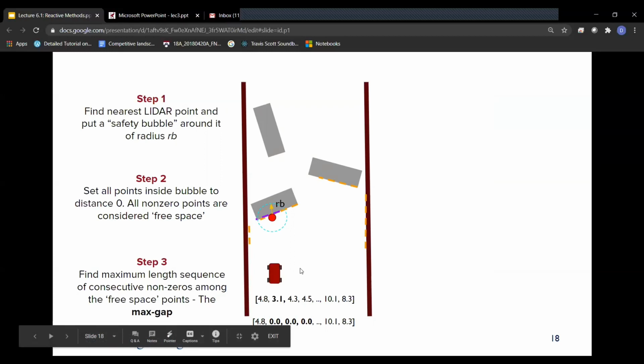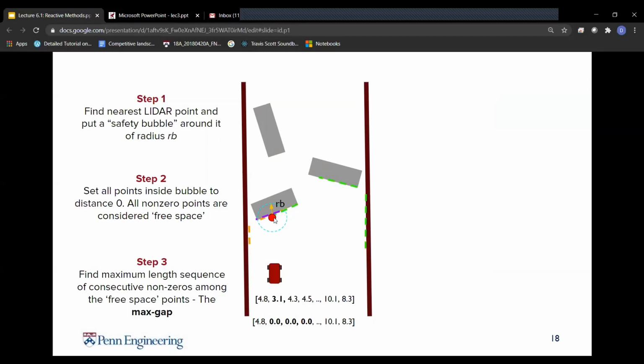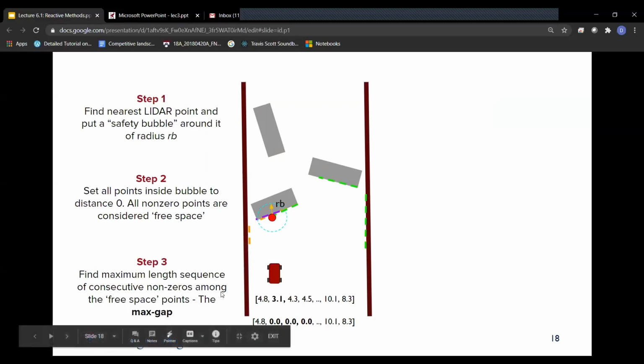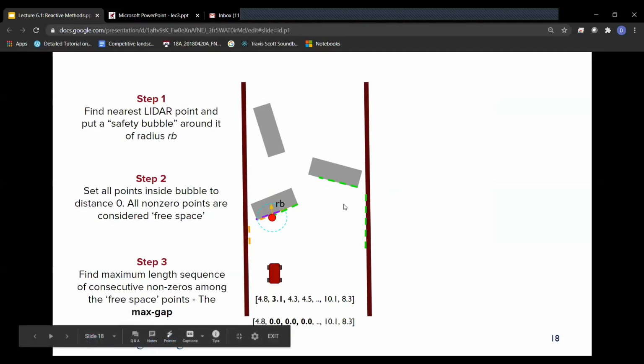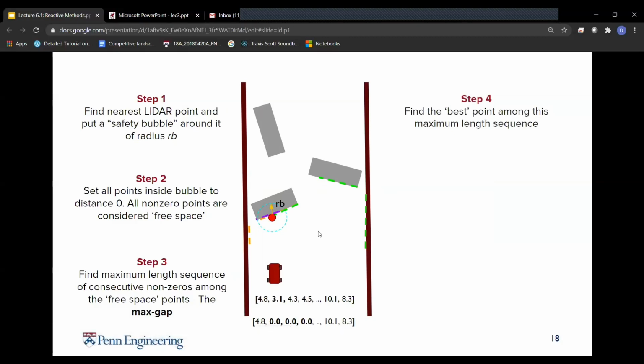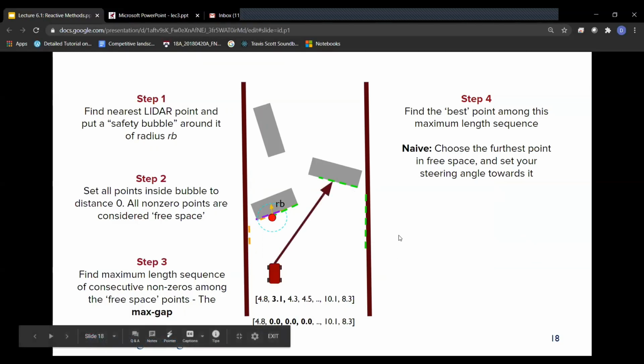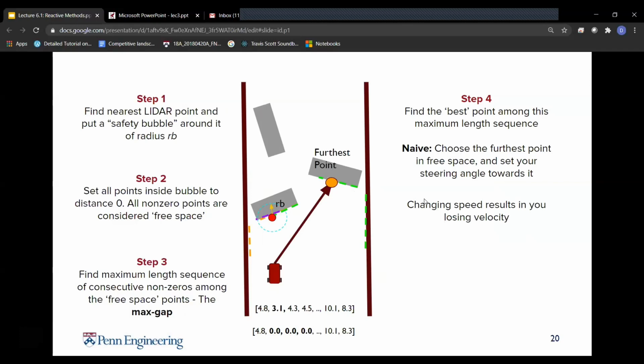The maximum length sequence of consecutive non-zeros in this hit point array happens to be, well, there's 2 sequences of non-zeros. There's these 2 or these 3, and there's this whole chunk. And obviously the right side is the max gap. Next, we find the best point among this maximum length sequence. So far, all that we've been doing is go toward the midpoint, and a naive improvement over that is to choose the furthest point in free space among this max gap area, and then set your steering angle toward it. And then we go toward this furthest point.